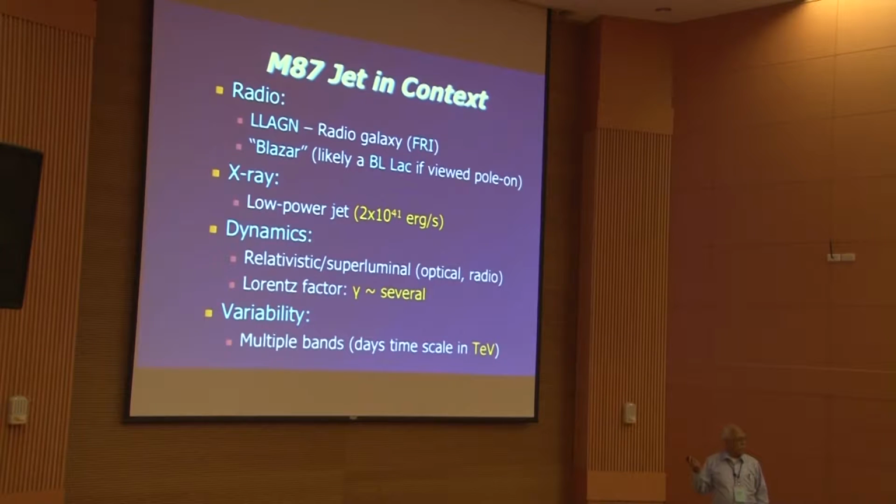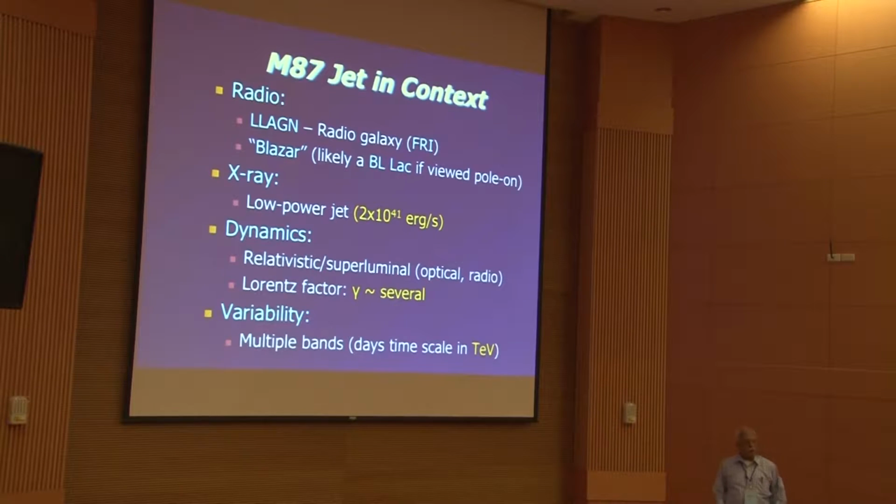I would call it a blazar, even though it's probably not. The TeV emission for me already makes it a blazar. But I just think this is a misaligned blazar. If we were to look at M87 even closer to the pole, I bet it would be a blazar. Okay? So I'm going to view this as a blazar, definitely a jet source.